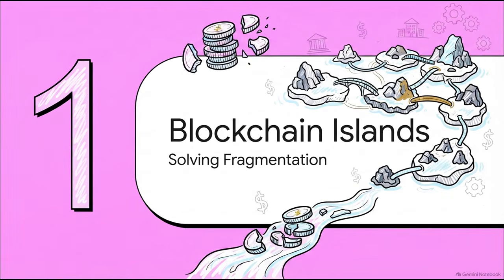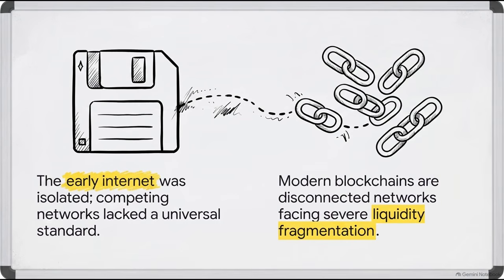First up, connecting the blockchain islands and solving liquidity fragmentation. Let's look at this massive, kind of hidden hurdle in digital liquidity. To really grasp the scale of this problem, think back to the early days of the internet. Way before we had a universal standard, you had these completely separate networks: ARPANET, CompuServe, AOL. A user on one couldn't easily talk to a user on another. And honestly, that's exactly the state of modern blockchains today.